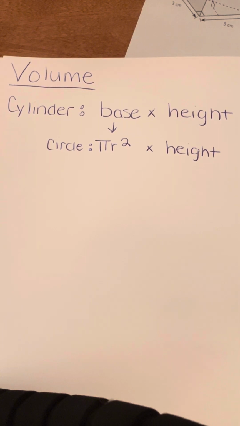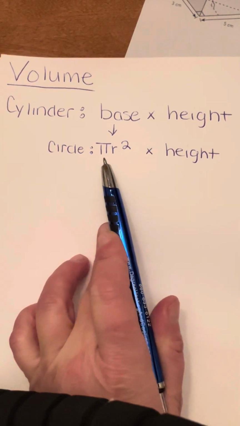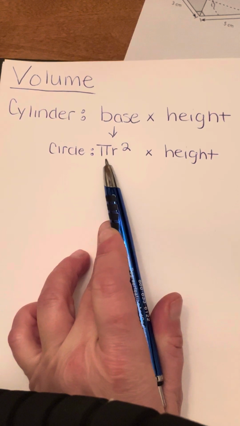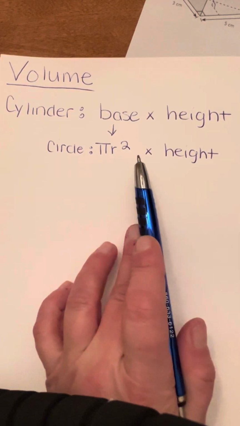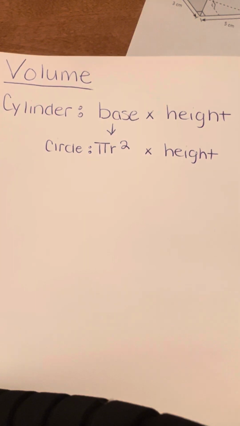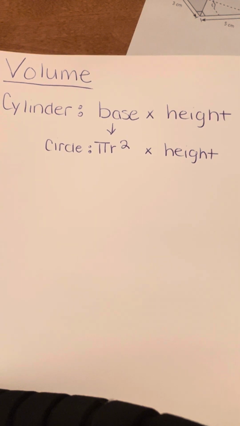So you would find the area of a circle, and since the equation for the area of a circle is pi times the radius squared, you would find out what the area of that circle is first. Because it is a right cylinder, it would be the same all the way through. So the height would be the same area stacked on top of itself over and over again until you got to the top of the height of this cylinder.